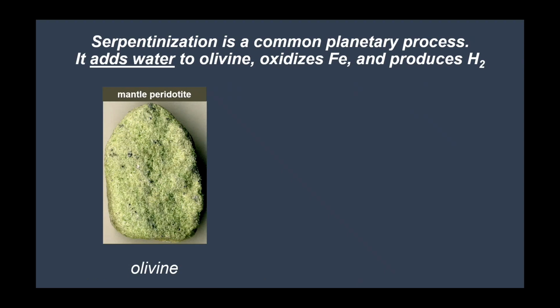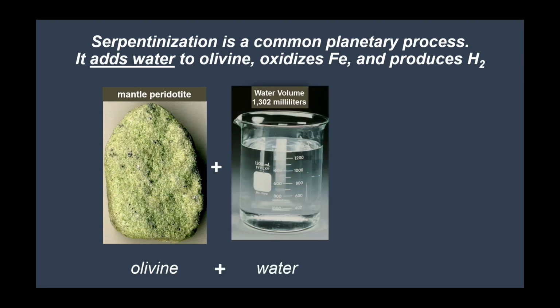So what is serpentinization? I'm really preaching to the choir here, so I can go through this quite quickly. Serpentinization is common on planetary surfaces. It adds water to olivine, oxidizes iron, and produces hydrogen. So here is this beautiful dunite, this mantle peridotite. To that, we can add some water.